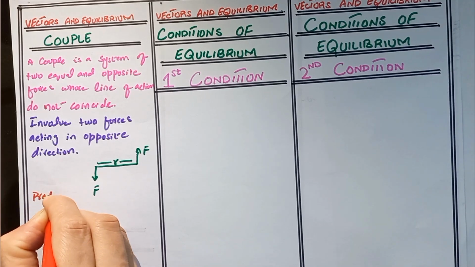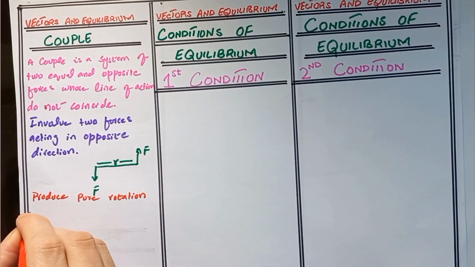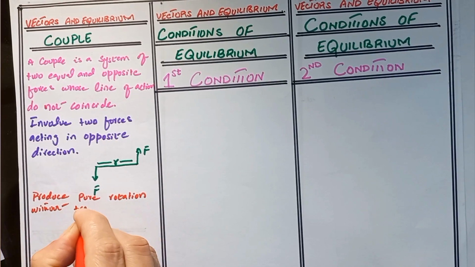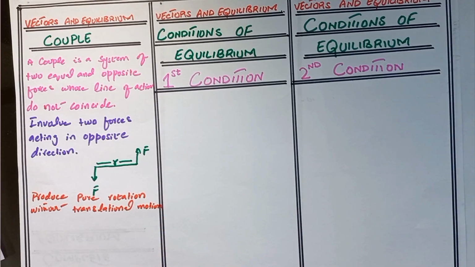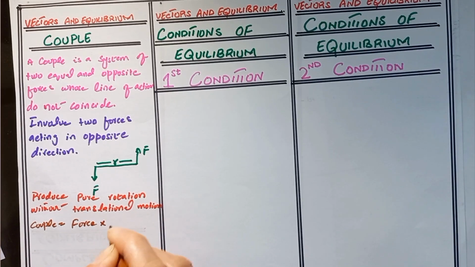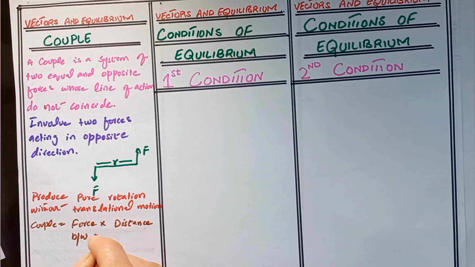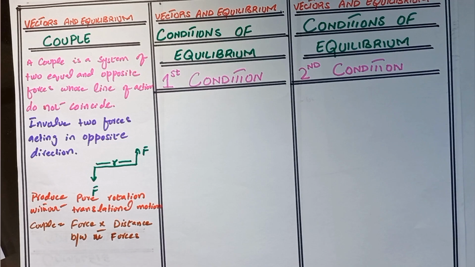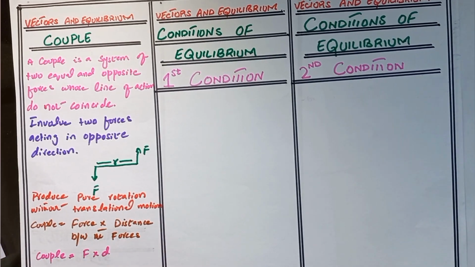It produces pure rotation without translational motion. If we talk about the formula, couple is equal to force multiplied by distance between the forces. So here we write that couple is equal to F cross D.